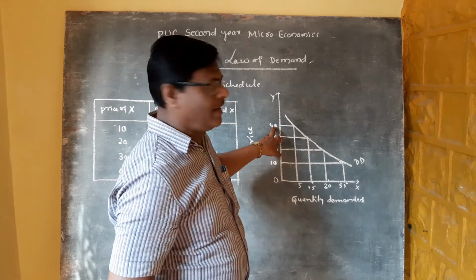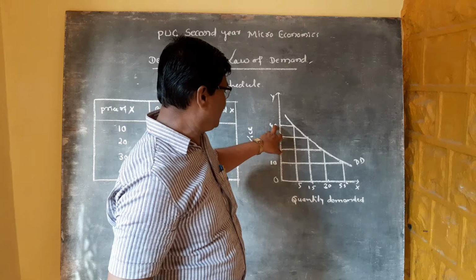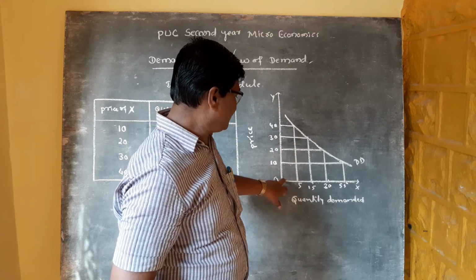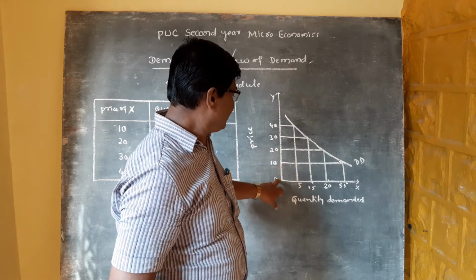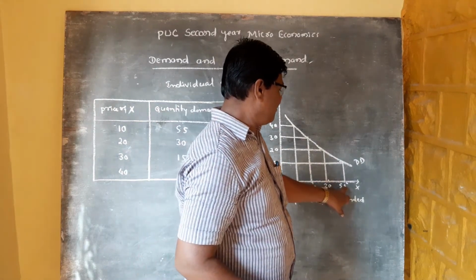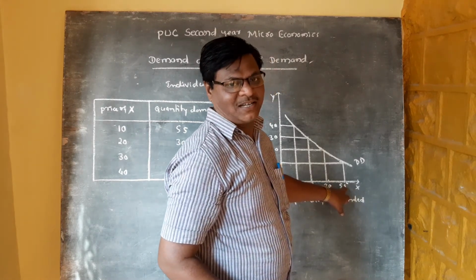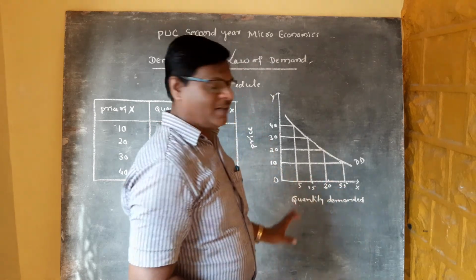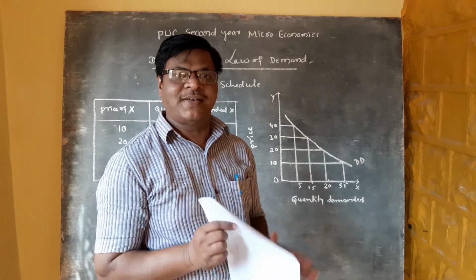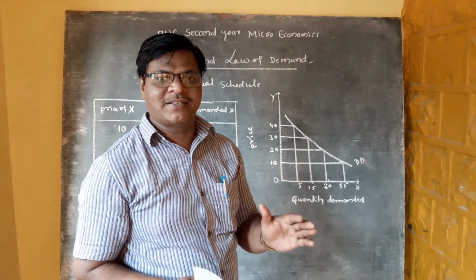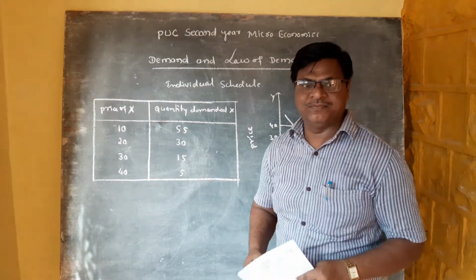When the price is high, that is, the price of X is 40, the quantity demanded is 5. When the price is very low, the quantity demanded is very high, that is, 55 units of X. So it is the law of demand. The relation is vice versa: an inverse relation between price and demand.